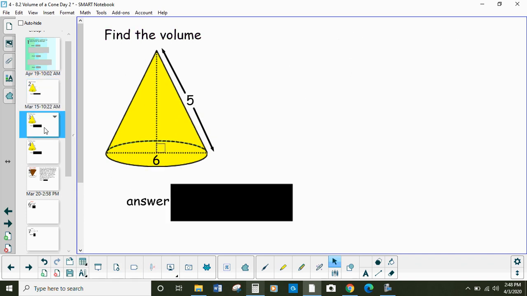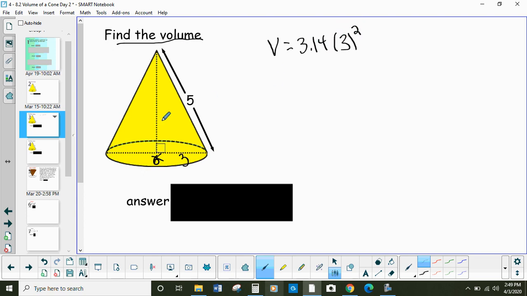Pause the video and see if you can do this problem on your own before I show you how to do it. Pause the video now. So let's see how to do this problem. Again, we're missing the height of the triangle, which we need, right? Volume for the cone, that's our ultimate goal, is pi times radius. If the diameter is 6, the radius is 3. So I go pi times r squared.